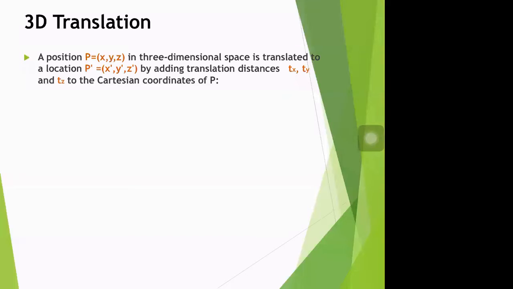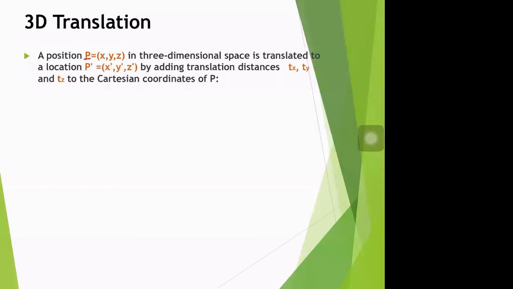The translation function, we already know, is when an object moves from one place to another place. Now let us consider P. Point P is an initial point, and it is completely similar to our 2D. The only thing is we are adding our Z coordinate here. Everywhere you can see we are just adding the Z coordinate.